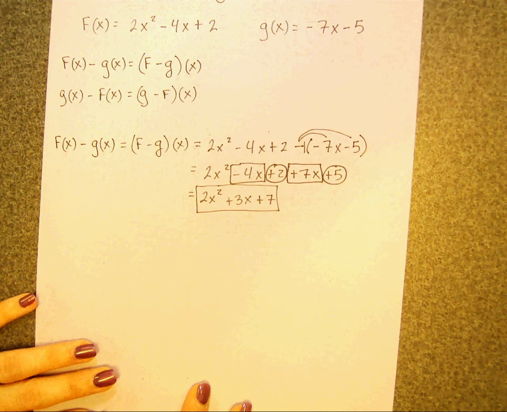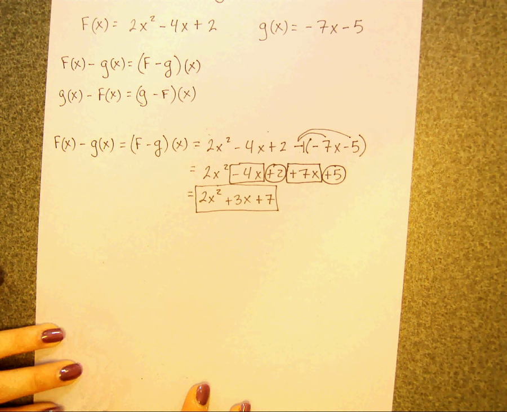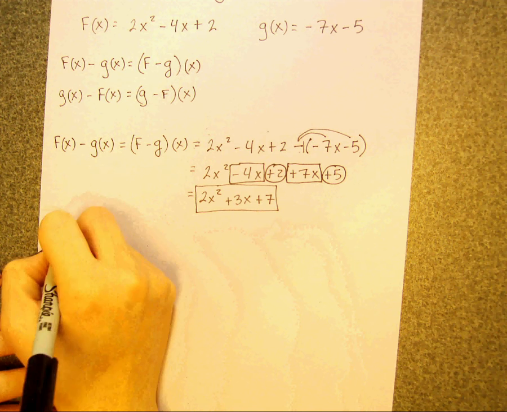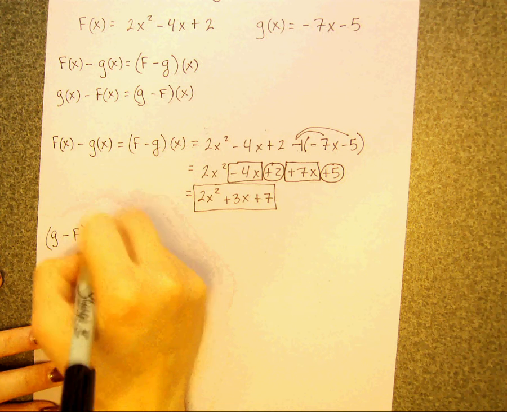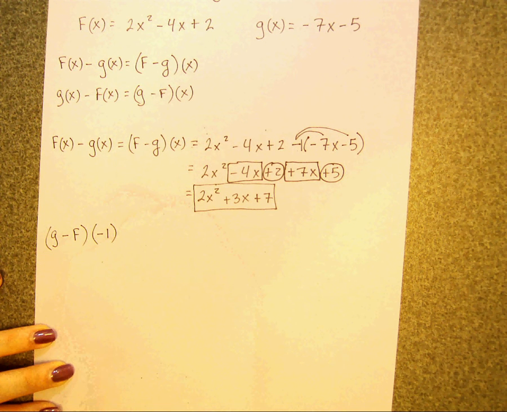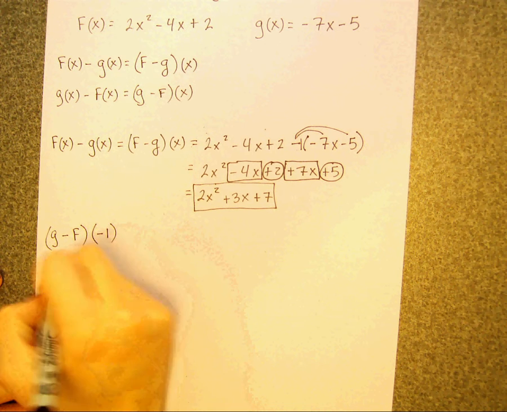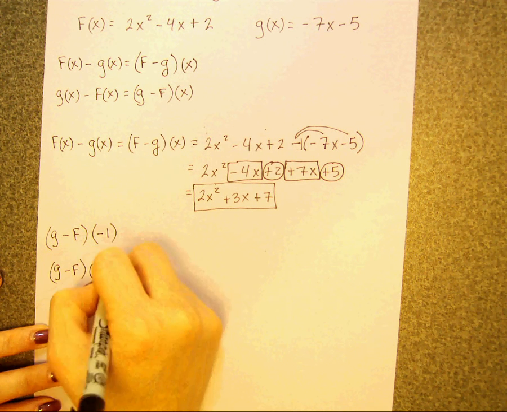Just like when we're adding functions, I can evaluate the difference of two functions at a certain point. So let's say I want to find g minus f of negative 1. What is g minus f of negative 1? So I want to subtract my two functions first. First I'm going to find g minus f of x.